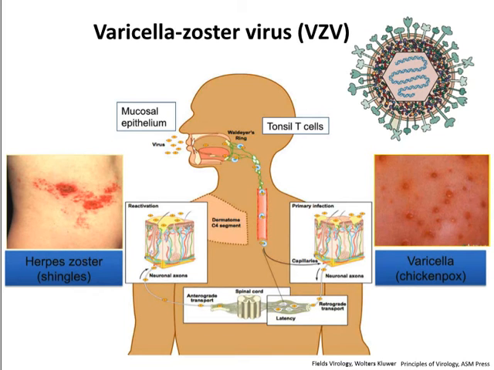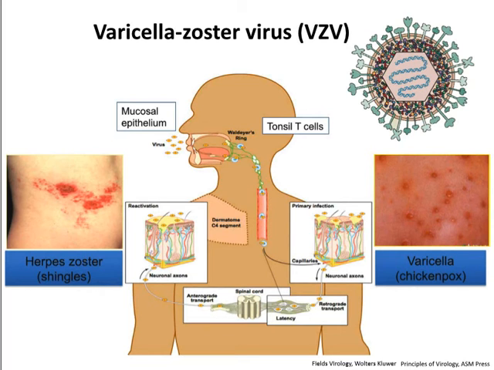This is acquired by respiratory secretions, enters the upper respiratory tract, multiplies in the mucosal epithelium, and then goes into the T cells, which are present in lymphoid organs like the tonsils in the upper tract. T cells get into the blood, and they bring the virus to the skin, where the virus replicates and causes the typical rash of chickenpox.